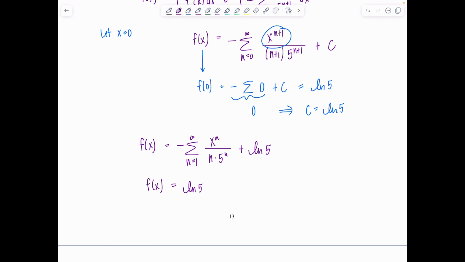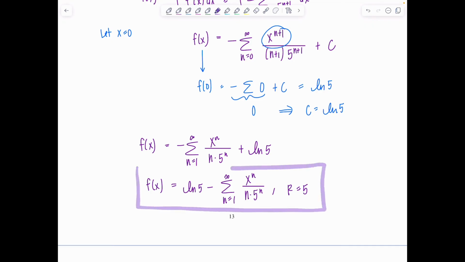ln of 5 minus the sum n equals 1 to infinity x to the n over n times 5 to the n. Should we remind them what the radius of convergence is? That would be so nice of us. So let's do it. Okay. How was that? Enjoyable? Good. Okay, just 2 more. The worst is over.